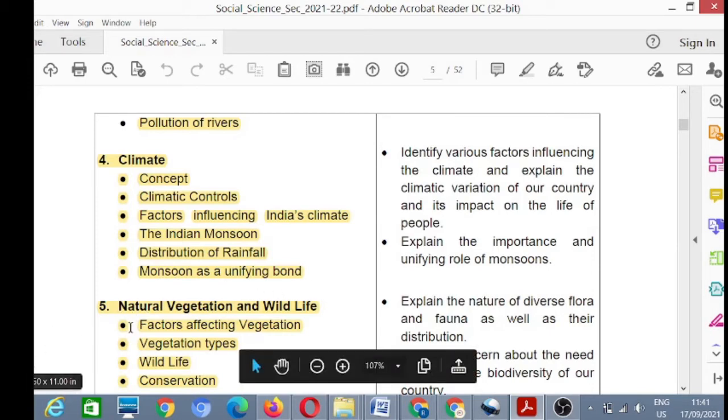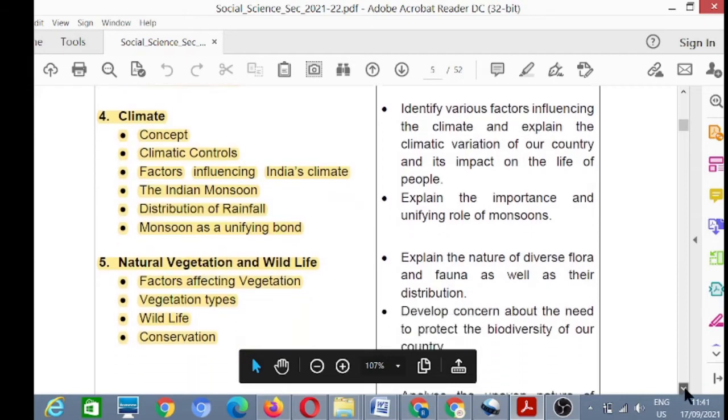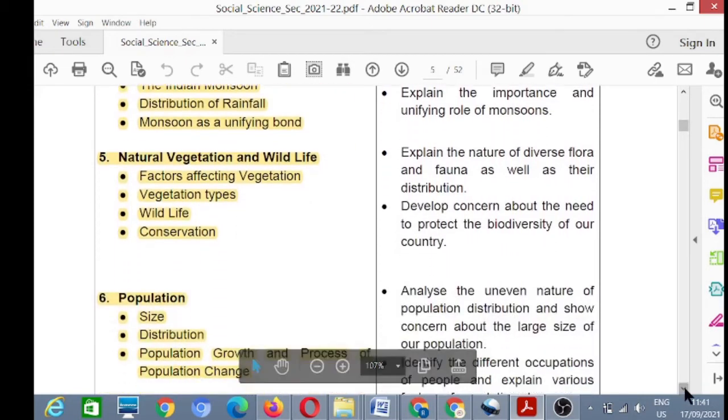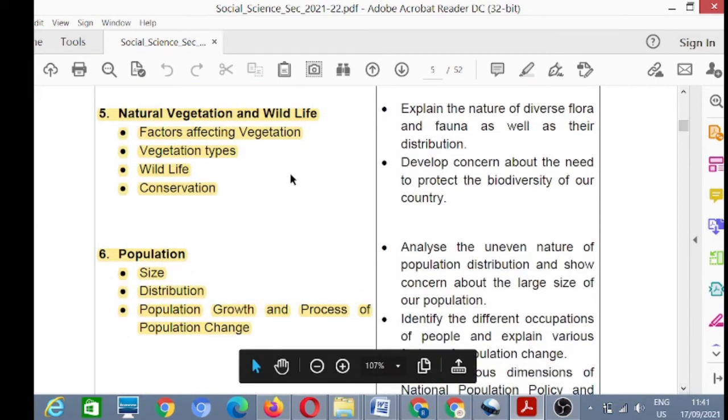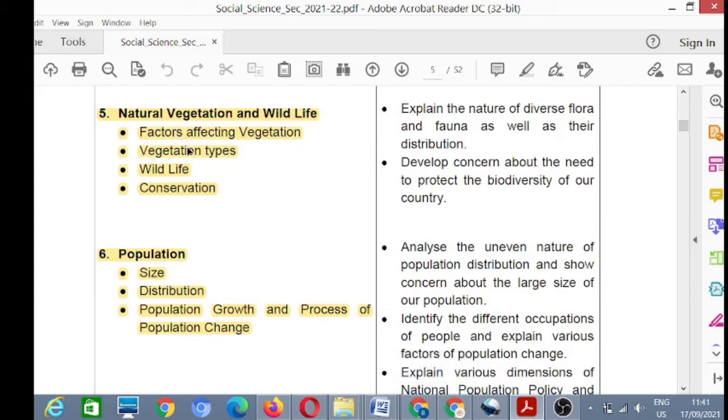Then the next chapter is natural vegetation and wildlife of India. Natural vegetation is related to plants and wildlife is related to different types of animals found in India. That means it is related to plants and animals of India. Factors affecting vegetation, then vegetation types, then wildlife, then conservation. Conservation of what? Conservation of wildlife.